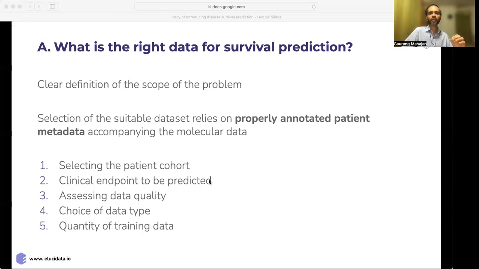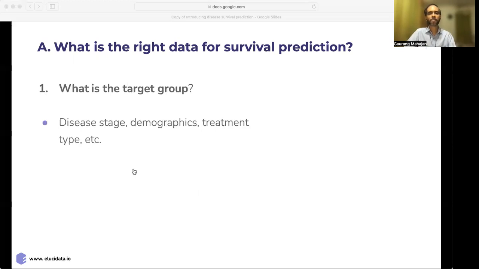So let's break this down into a few specific aspects of the data to focus on. And let's go over them one by one with some examples. The first step is selection of the patient cohort. For example, if survival is to be predicted for patients with primary cancer diagnosis, then samples from secondary or metastatic disease cases or pre-treated cases should be excluded.